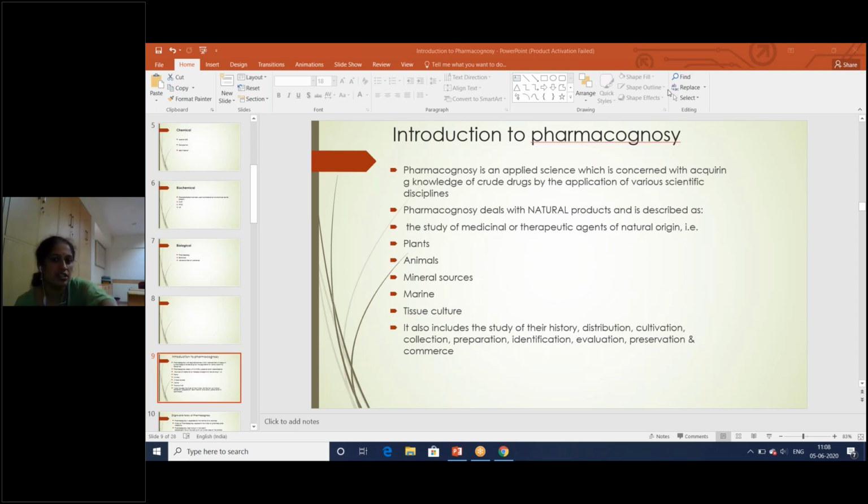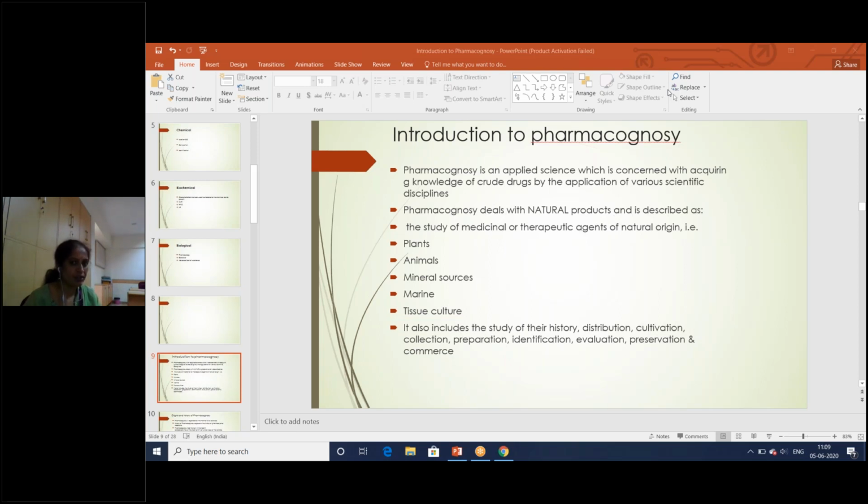So, pharmacognosy is a study of medicinal and therapeutic agents of natural origin from plants, animals, mineral sources, marine, tissue culture, which includes the study of history, distribution, cultivation, collection, preparation, identification, evaluation. Previously I told the parameters: chemical, physical, biochemical, biological. These all come under the evaluation parameters. Got it? And preservation and commerce. So this is the study of pharmacognosy.